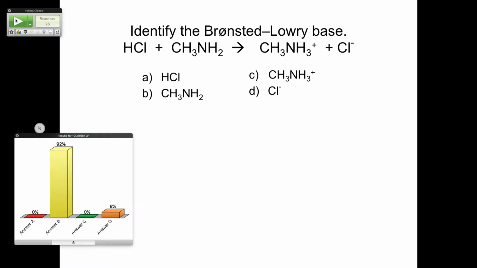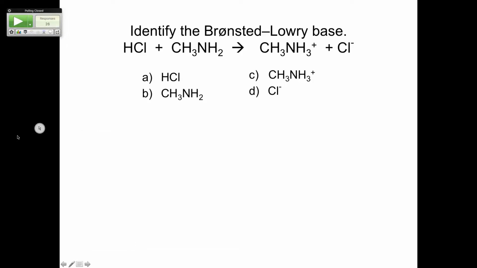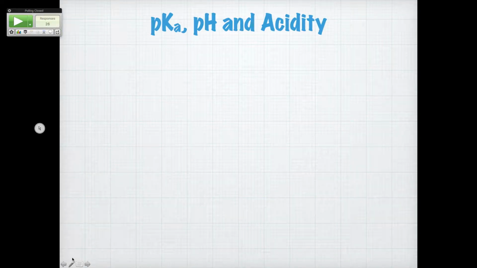Okay, yeah, the B. That is the compound that is accepting the proton, okay? It's CH3NH2, that I can't say what it's called yet. Okay, so the way you decide if the arrows go to the left or right all has to do with pKa, pH, and acidity.